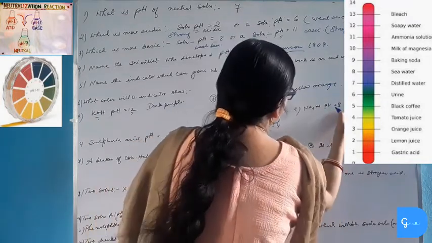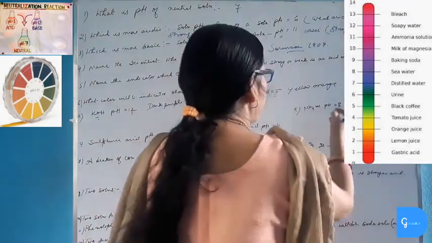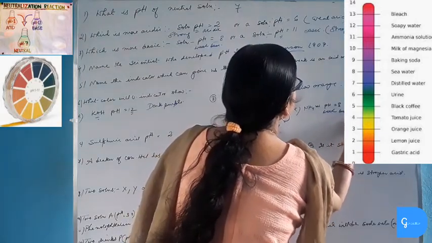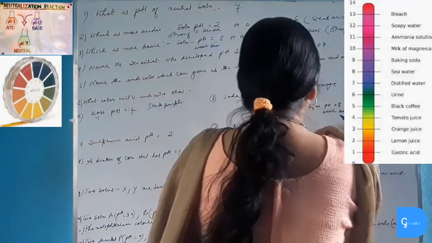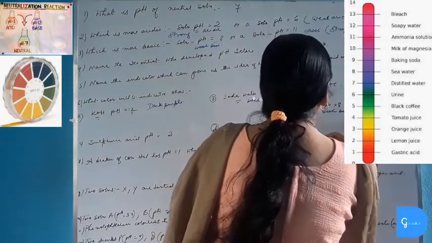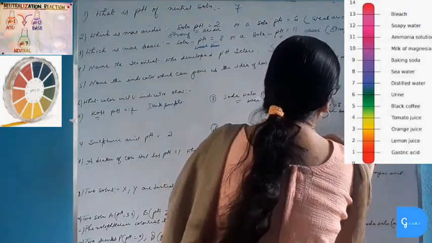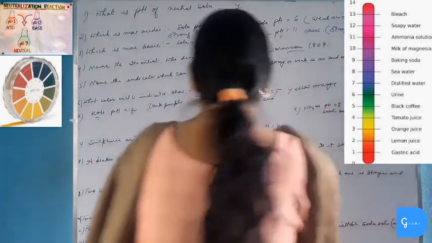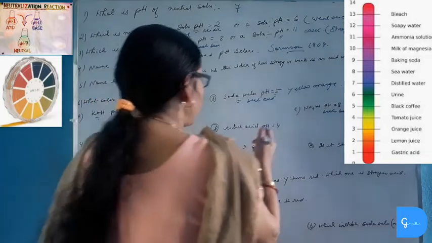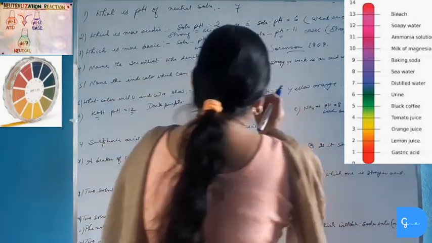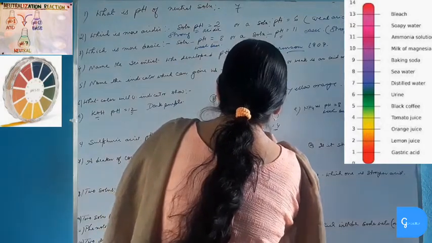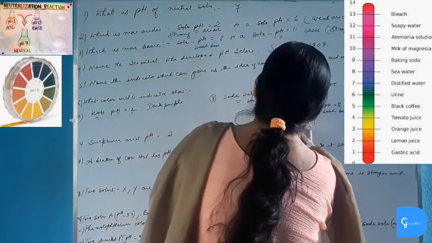Ammonium hydroxide having pH 8. pH 8 means it is weak base. So it will give color greenish blue or blue. Citric acid having pH value 4. Citric acid is a weak acid and it will give color orange.